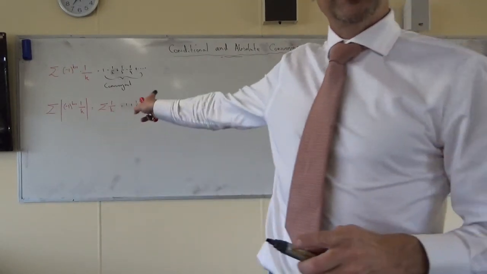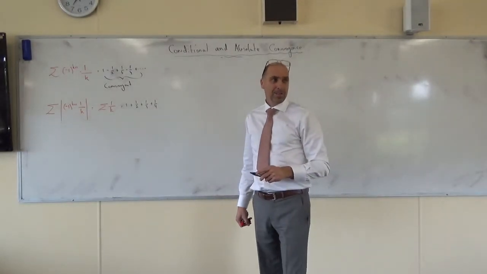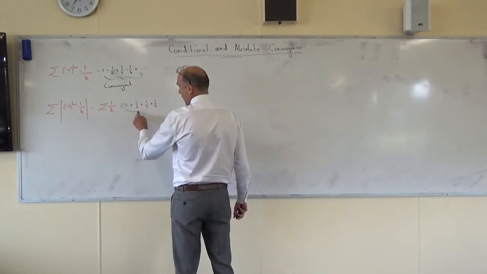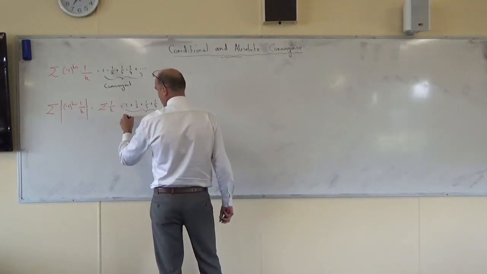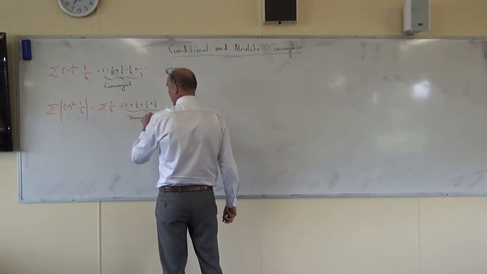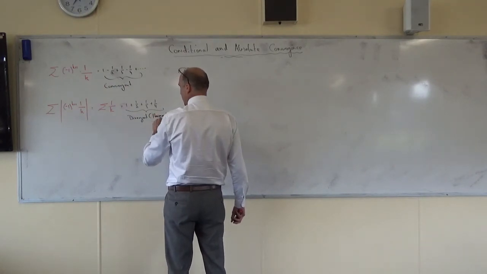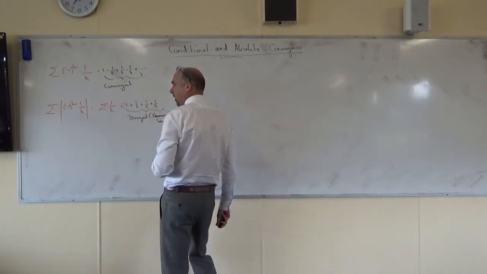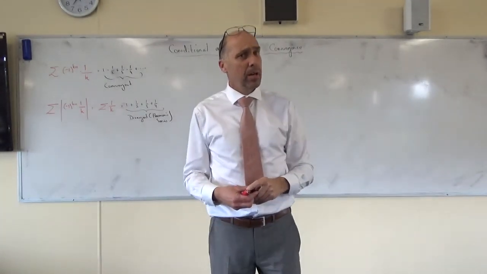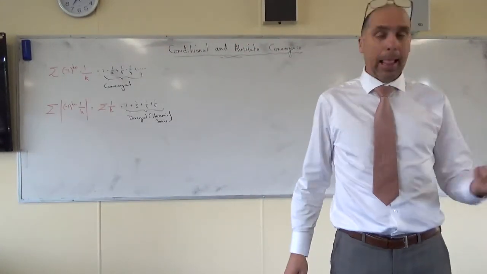Does anyone know what the name of that series is? Do you remember? It has a special name. It's called the harmonic series. So this is divergent. The alternating version converges to ln 2, I think. 0.693. Yeah, it converges to ln 2. The other one is called the harmonic series.